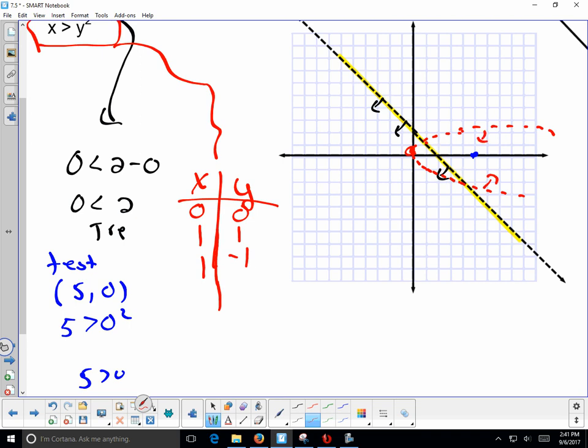And the only solution to this system is going to be the area right in here. And that's going to be a little trickier to find the vertices. We can do it.